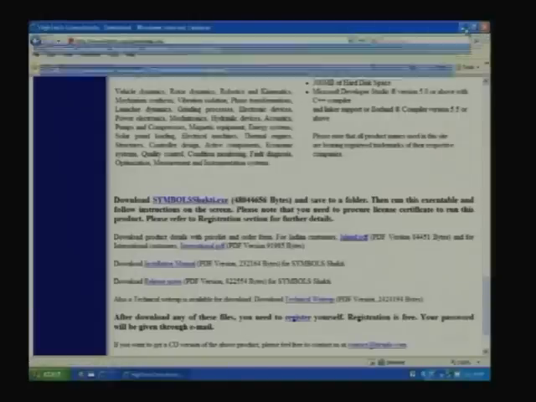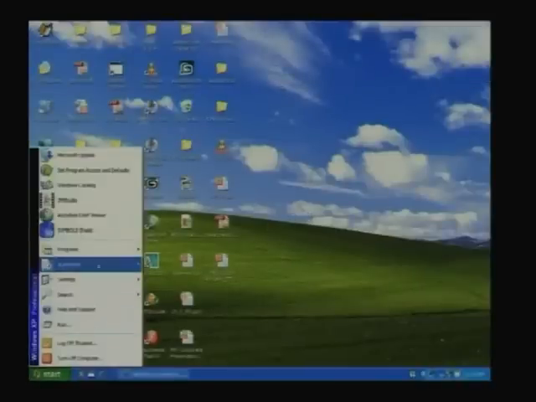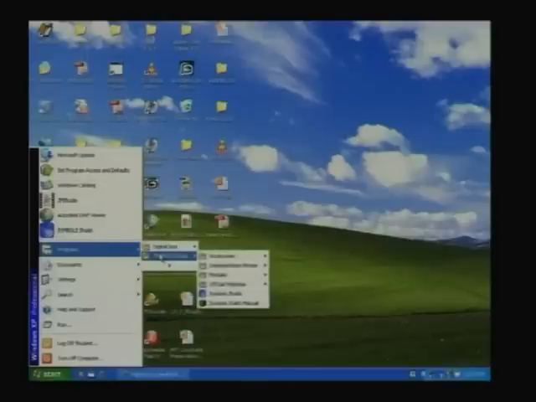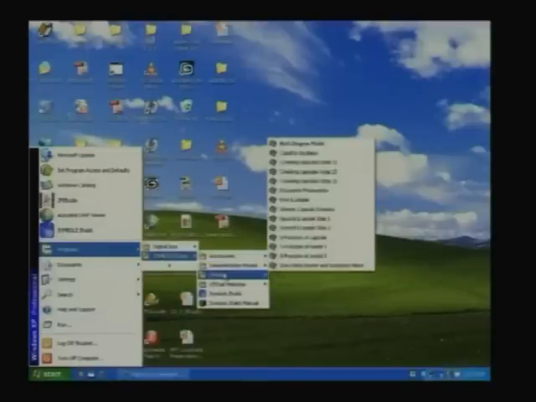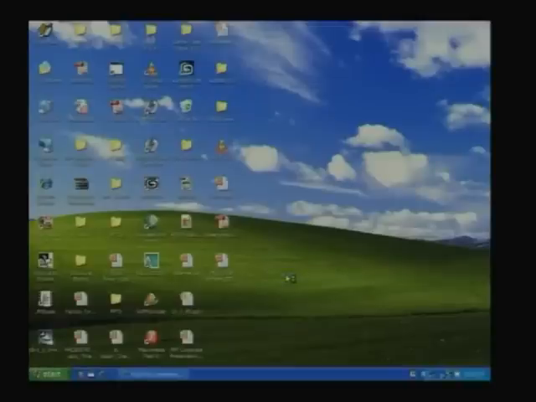So, let me close it. On this computer I have already loaded it. It is available in the programs as SymbolShakti, and there are different modules available, out of which one is called bond pad. That is what I will open now. That is where we can enter different bond graphs.